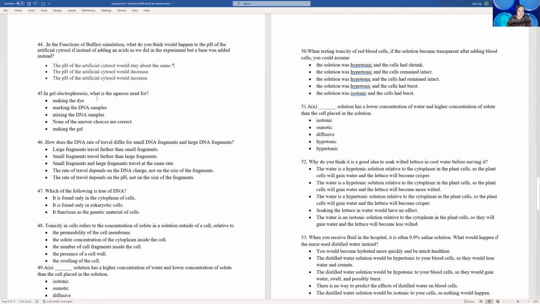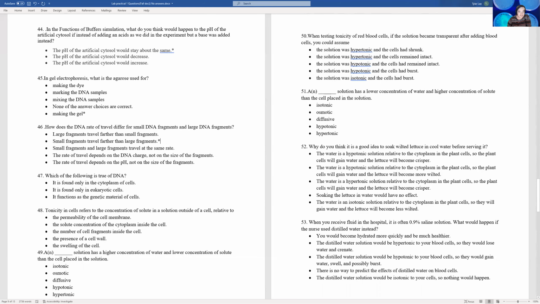In gel electrophoresis, what is the agarose used for? The agarose is used for making the gel. How does the DNA rate of travel differ for small DNA versus large DNA? Small fragments will travel farther than large fragments because they have to move through that gel, and it's easier for small fragments to move than large fragments. Which of the following of DNA is true? This is pretty straightforward. It is the genetic material of cells.